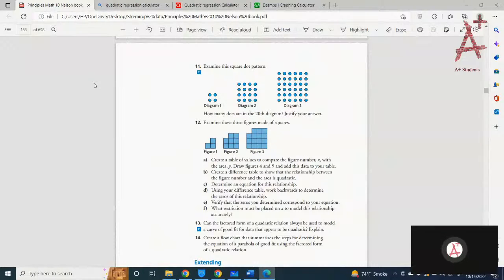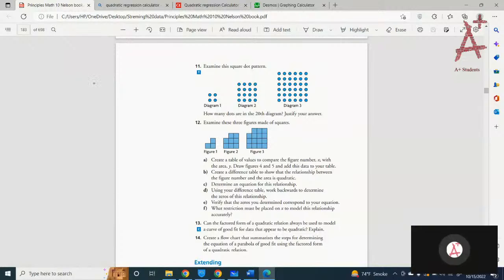Okay, now let's just do question number 11. Examine this square dot pattern. Diagram 1, 2, 3. How many dots are in the 20th diagram? Justify your answer. Okay, in the one you have 2, 1, 2, 3, 4, 1, 2, 3, 4, 5, 6.